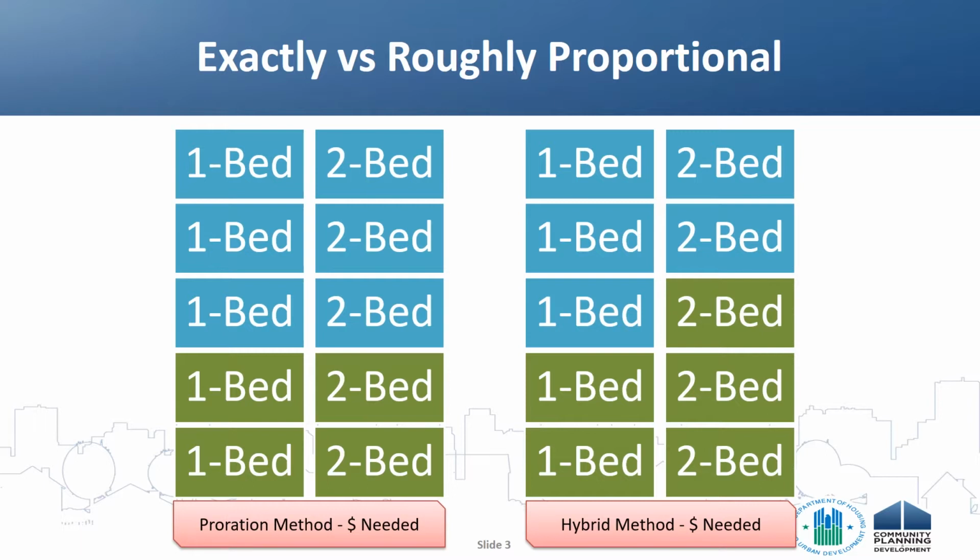Essentially, we're within the range of rounding the number of home units up or down to a whole number within each group of units, compared to having the exact same percentage. As we'll see in a minute, to use the hybrid method, units still have to be roughly proportional. You couldn't, in this example, assign 1 one-bedroom home unit and 4 two-bedroom home units.